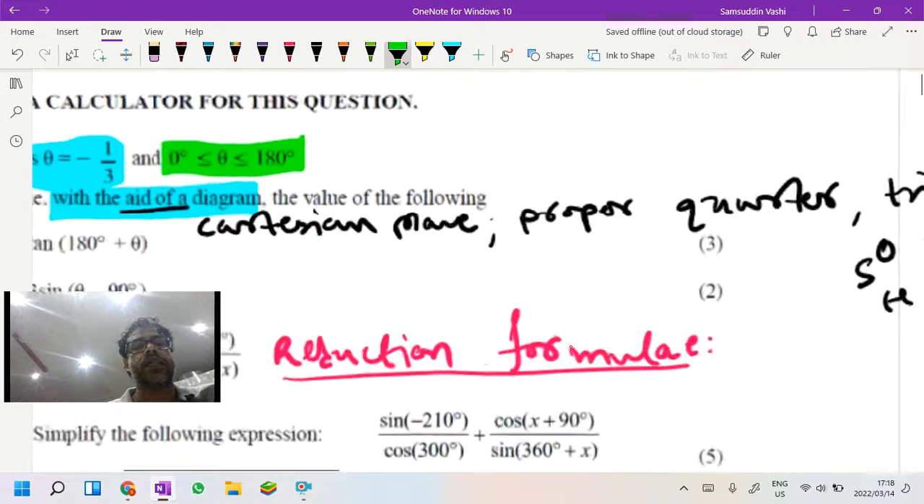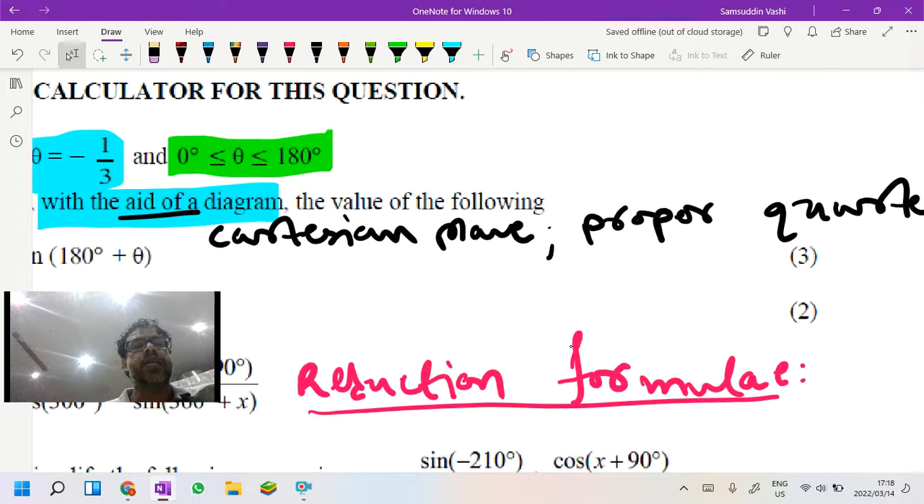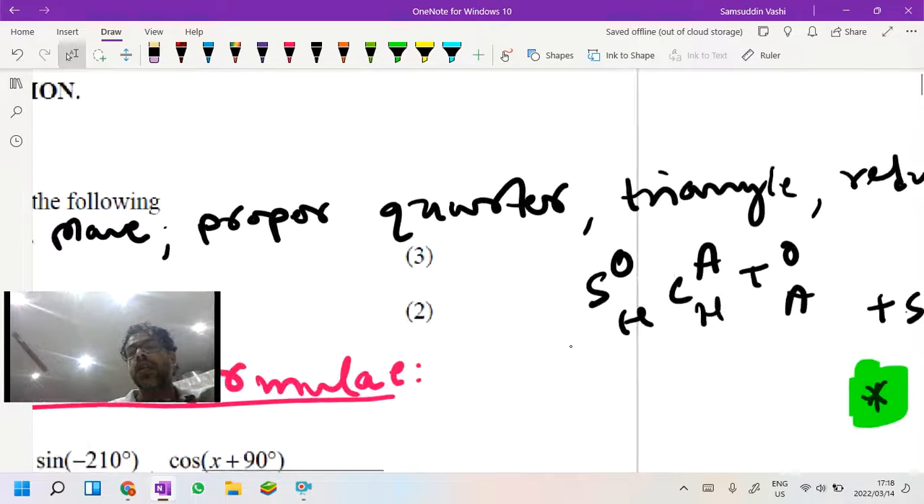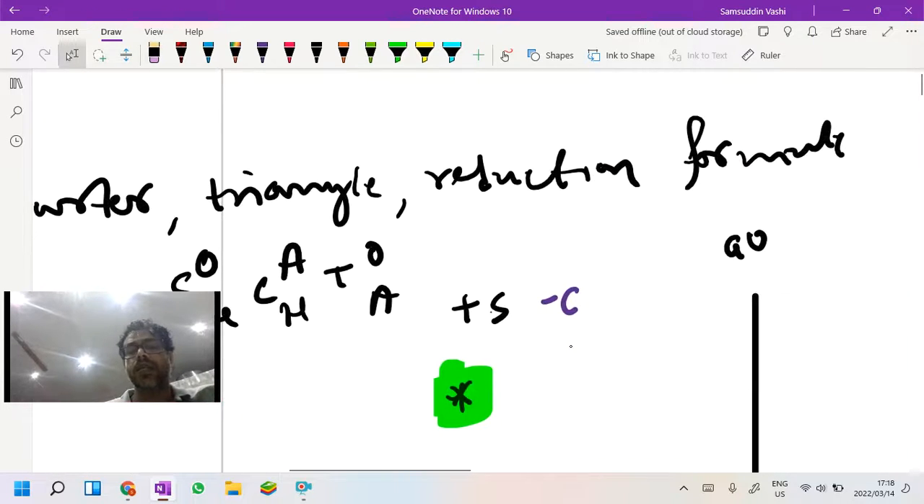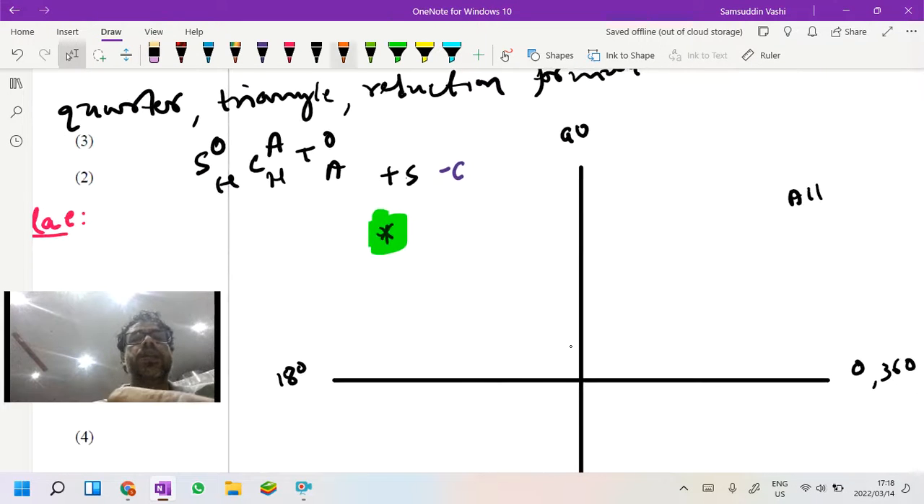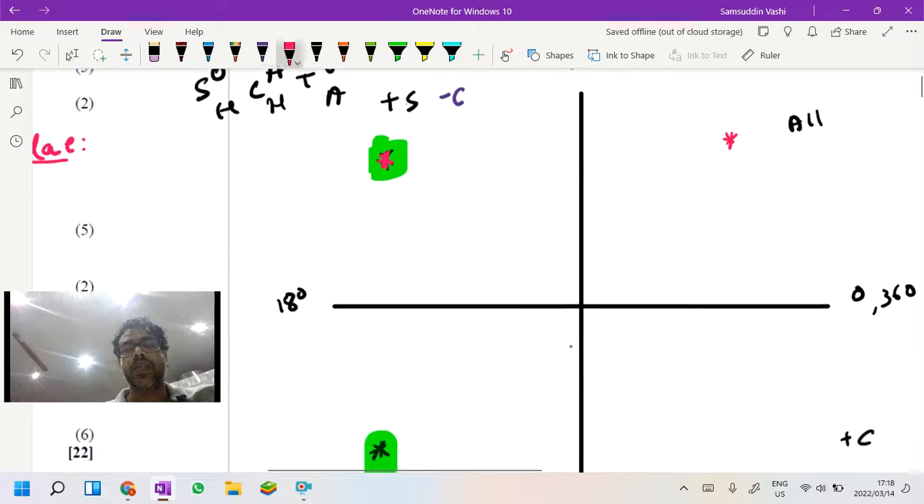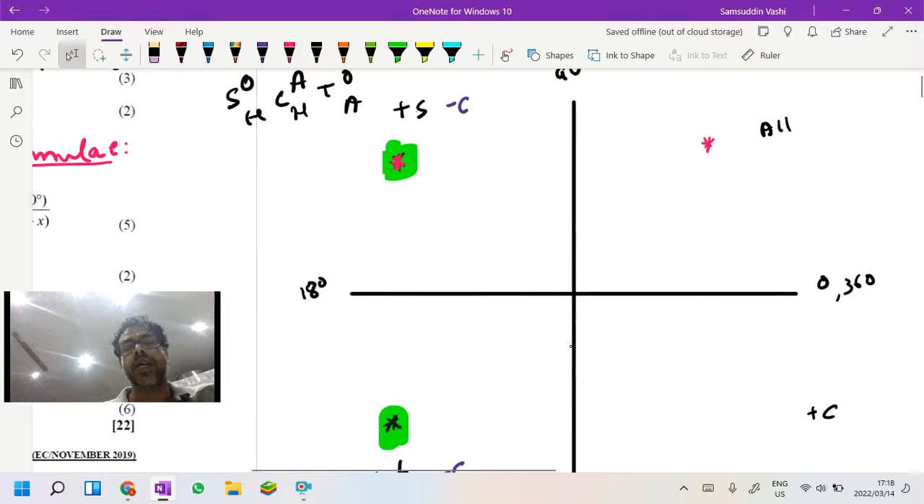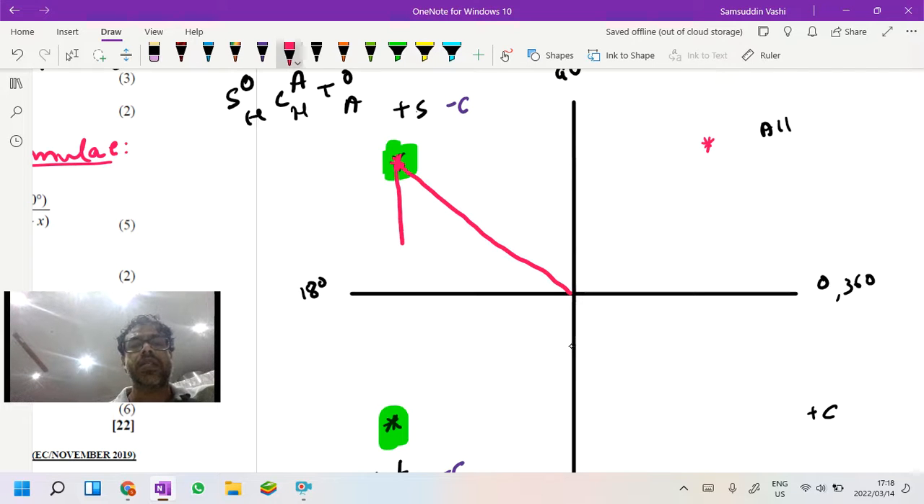This one is called the condition. They are telling me that my angle theta is between 0 and 180. So if I check my diagram, between 0 and 180, it is either quarter 1 or quarter 2. Now I can see more indication goes to the second quarter. So this is my correct diagram now.